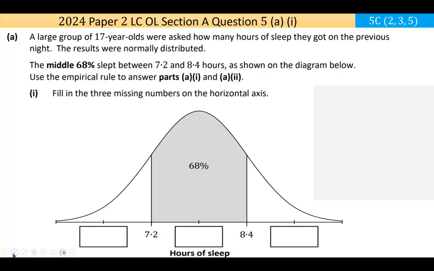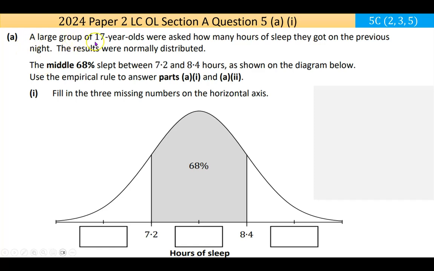So, question 5, part A here is basically statistics, probability. Maybe sometimes this will involve hypothesis testing or something along the lines, but this one here is pretty much dealing with the empirical rule. Part 1 is only worth 5 marks.